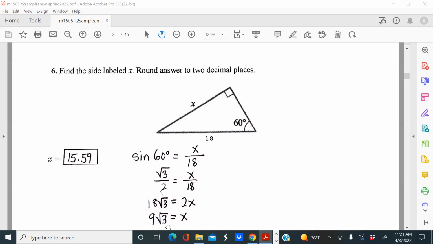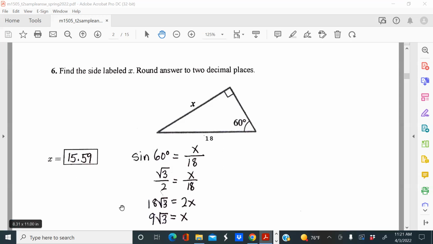So you can write your answer in exact form. But if you, of course, want to have an idea of how big 9 times the square root of 3 is, you can use your calculator to get an estimate for the square root of 3 and then multiply by 9. It turns out to be, I think, approximately 15.59. This is only approximately the length of x. The exact length of x is 9 times the square root of 3.